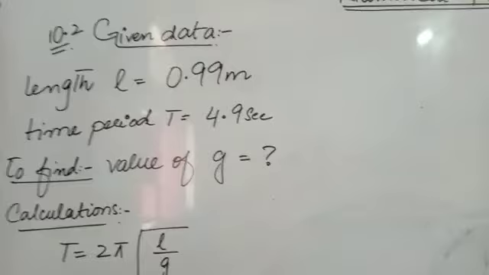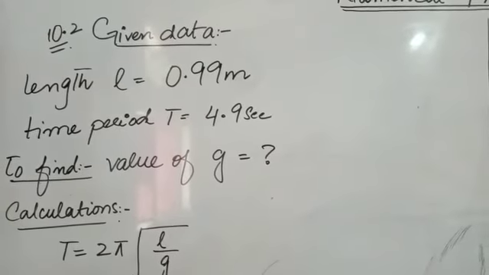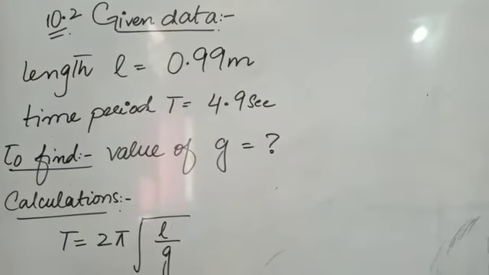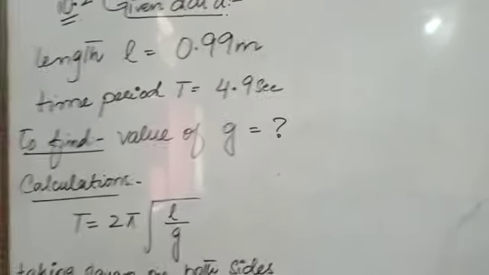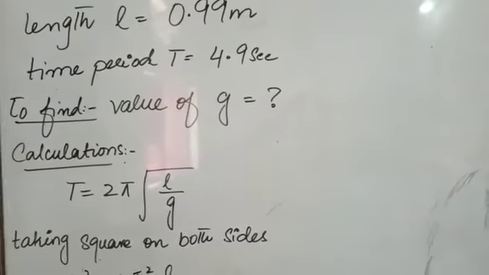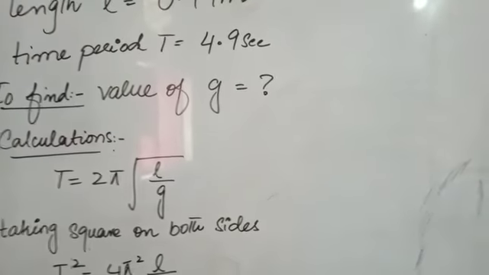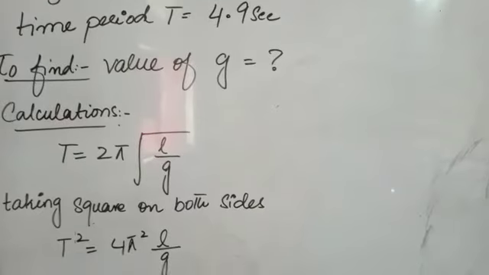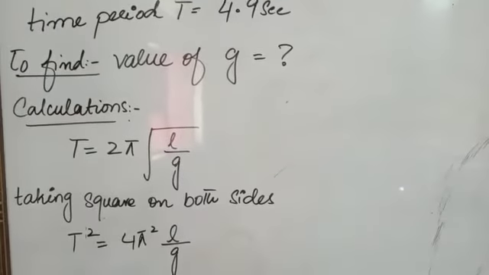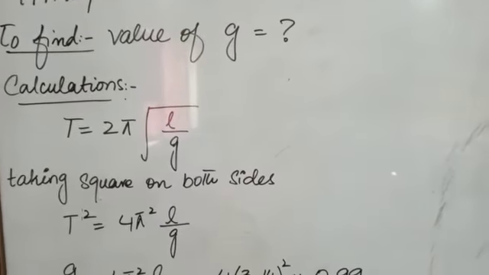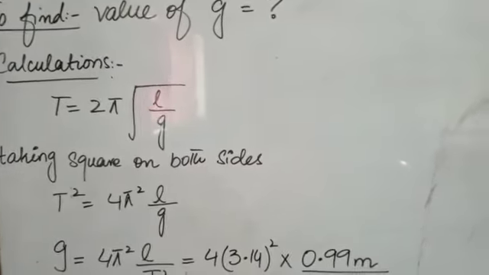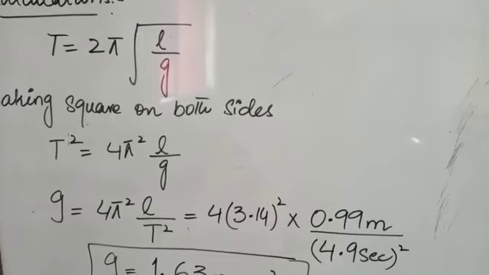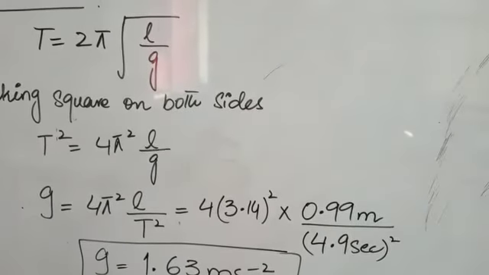The solution of second question. Given in the question, length of pendulum 0.99 meter, time period is 4.9 seconds. So we have to find the value of g on the surface of moon. We have to use the formula T is equal to 2 pi under root L over g. First we have to take the square on both sides to cancel the square root. Taking square on both sides, T square is equal to 4 pi square L over g. We have to exchange the g with T square. Cross multiplication, g is equal to 4 pi square into length divided by time square.